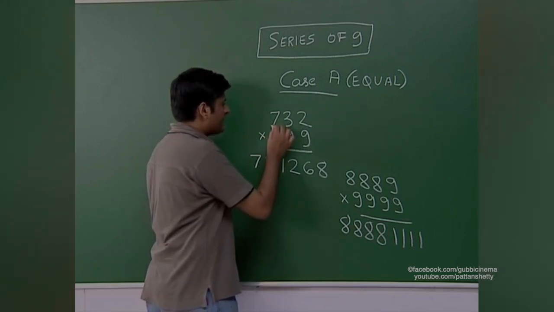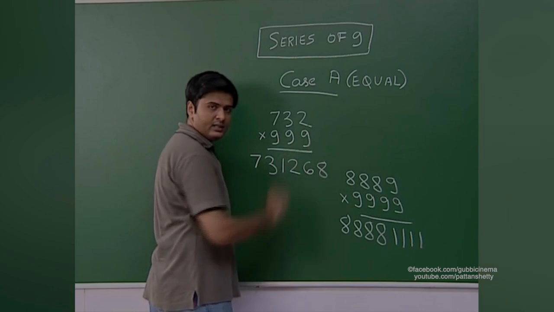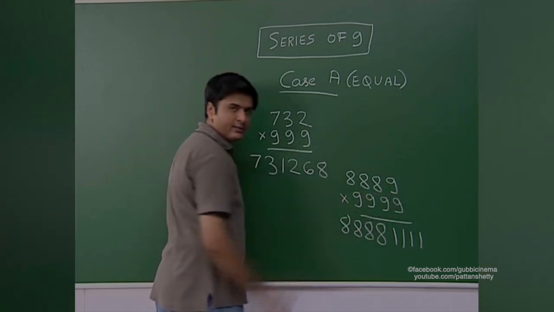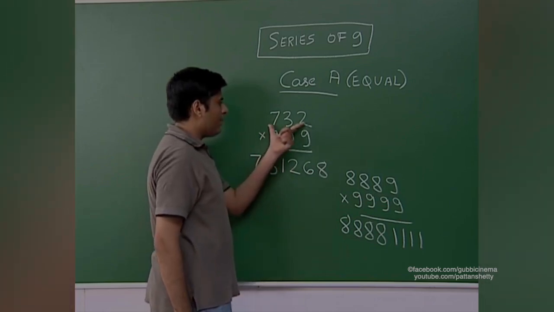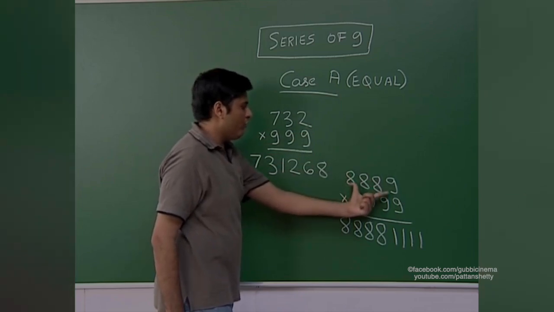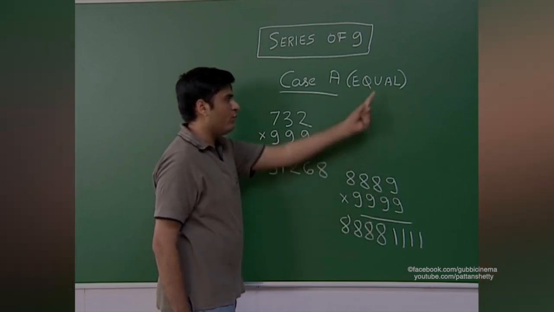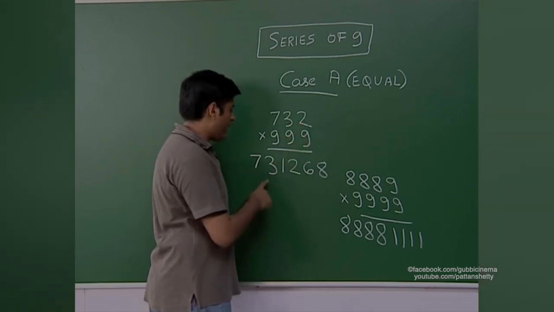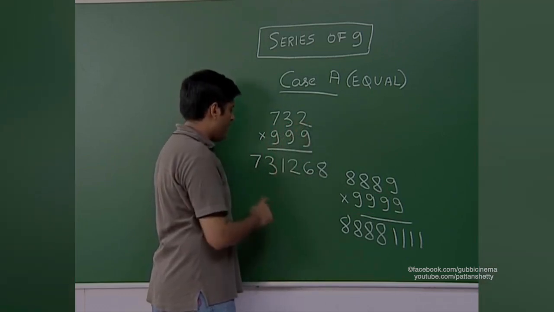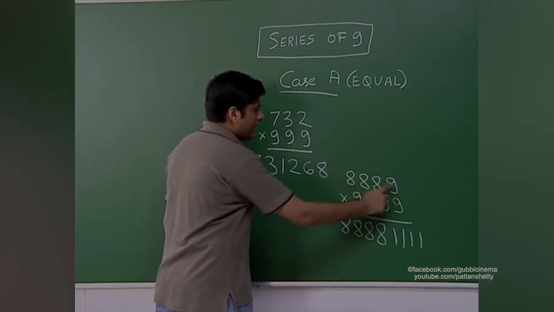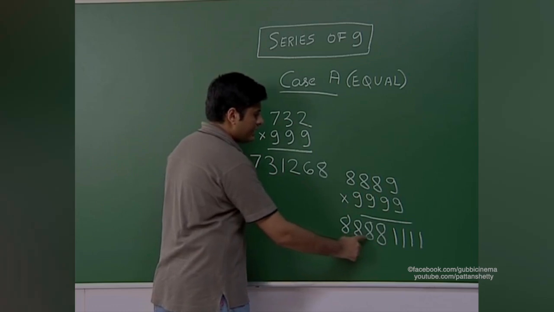Here I am multiplying 732 by 999. Here I am multiplying 8889 by 9999. So there are 3 numbers, 3 9s, therefore equal. 4 numbers, 4 9s, therefore equal. From this number I subtract 1 and write down. 732 minus 1 is 731 and 8889 minus 1 is 8888.